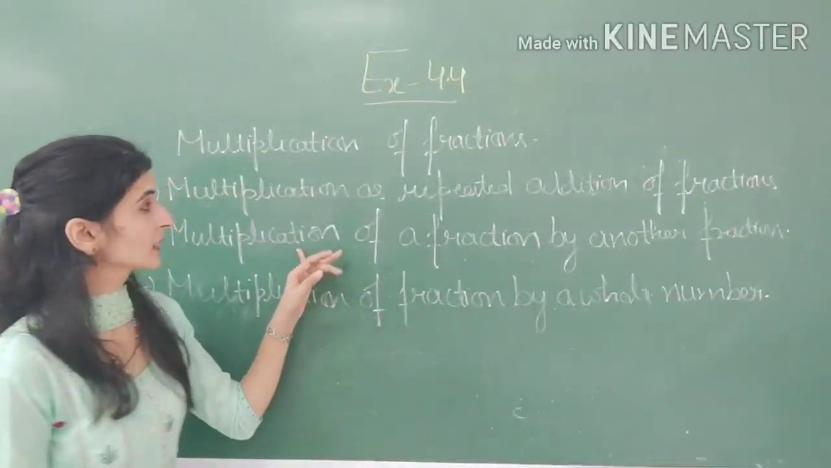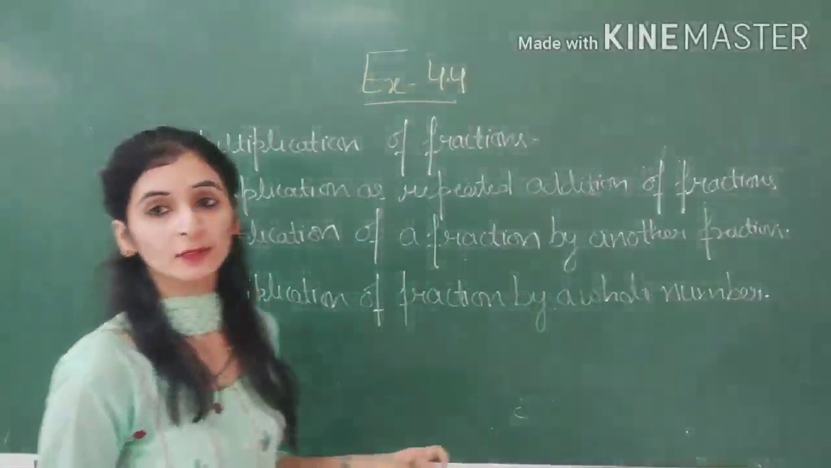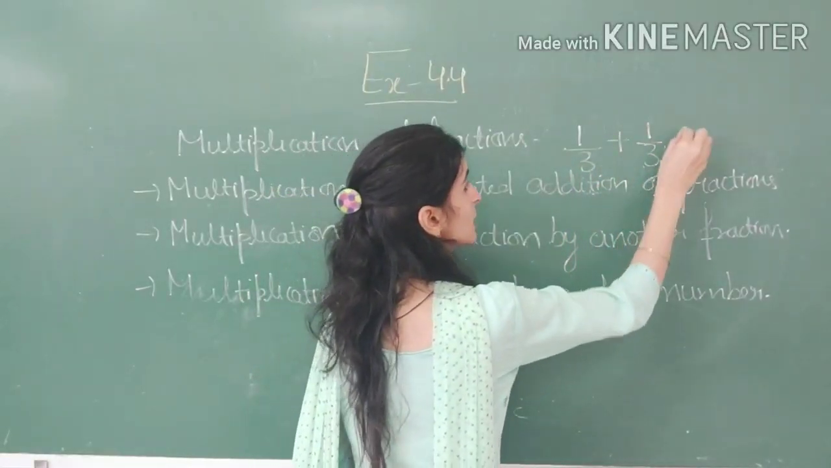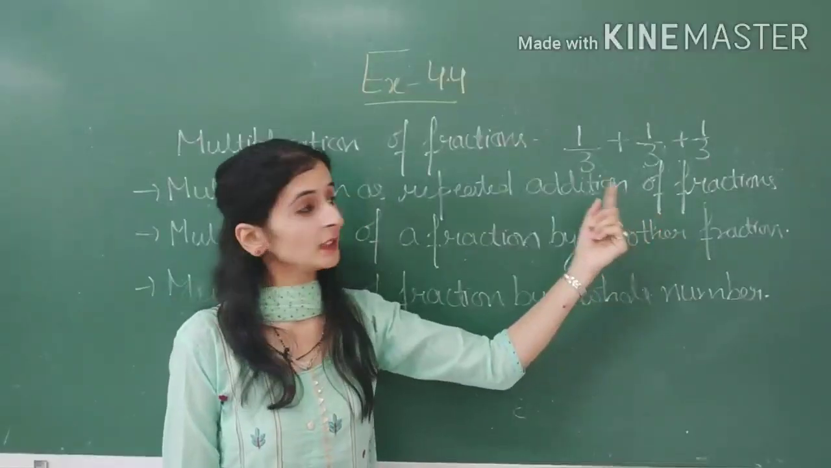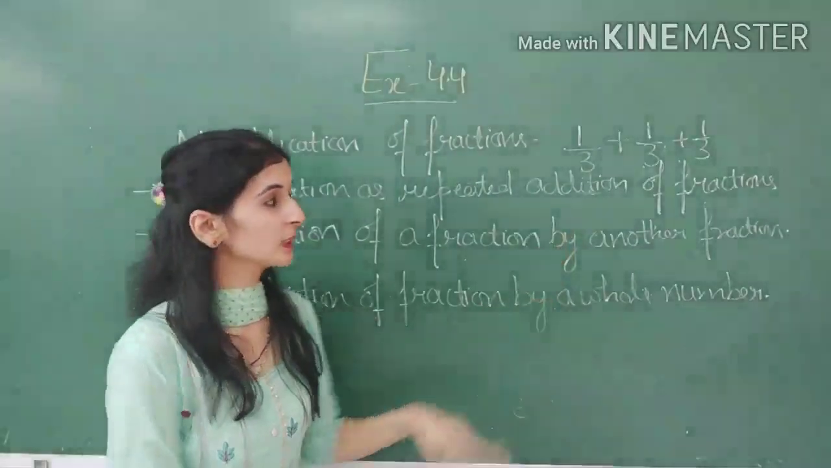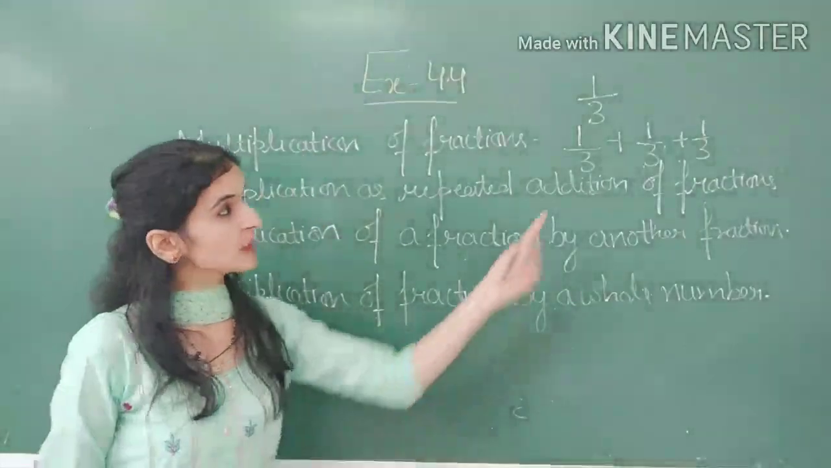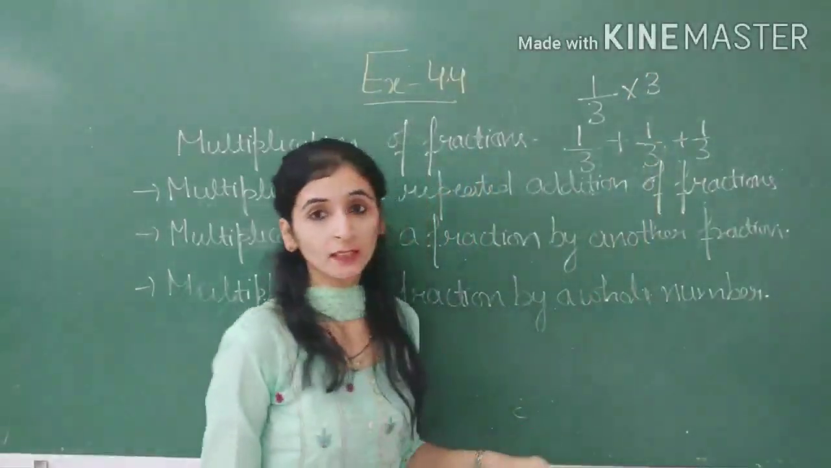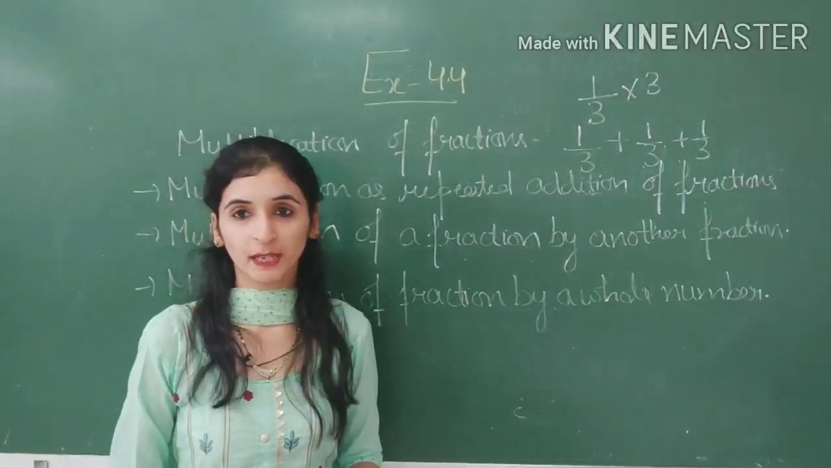The very first case is multiplication as repeated addition of fractions. When we are given fractions like 1 by 3 plus 1 by 3 plus 1 by 3, how many times is the fraction 1 by 3 given here? We have been given the fraction 3 times. So how will we do this? As this 1 by 3 is repeated 3 times, we will multiply this 1 by 3 by 3. This is called multiplication as repeated addition of fractions.